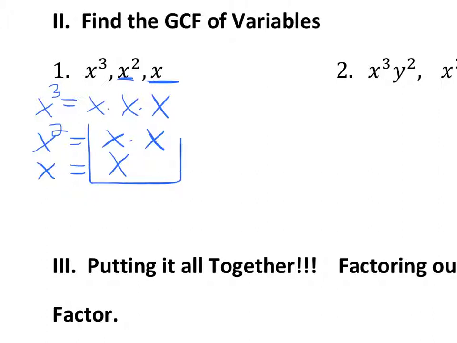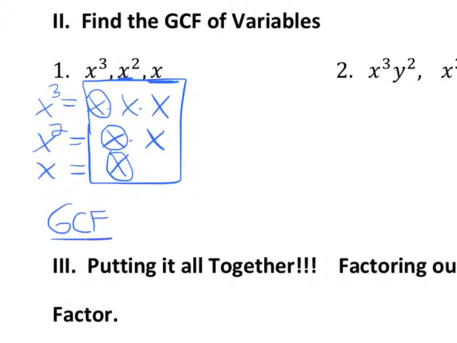Now, if you look at this list, these are all the factors. The only thing that they have in common in these 3 lists is one X. This has one X, this is in common, this is in common. So we say our GCF for this is just X. It can't be X times X or X squared because for this last term, there's only one X.